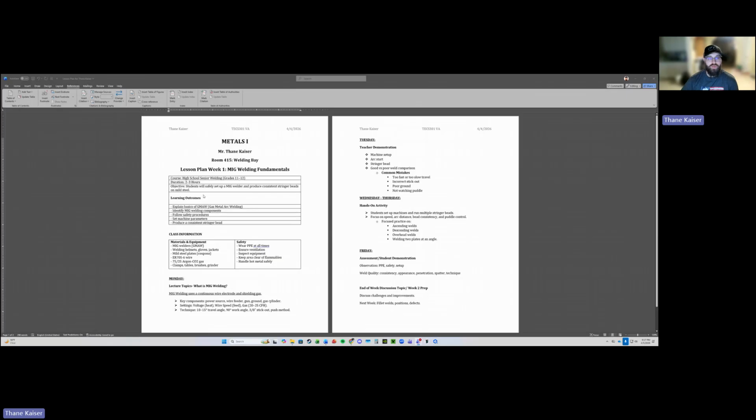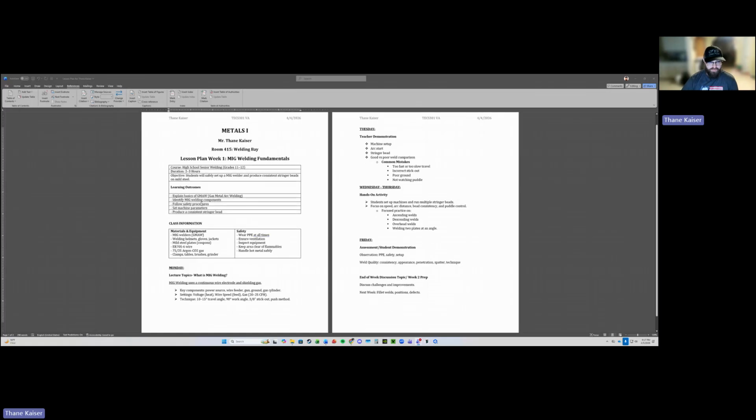The objective of this will be that the students will safely set up a MIG welder and produce consistent stringer beads on mild steel. So we'll be having them run passes on various different types of mild steels and also in different configurations.